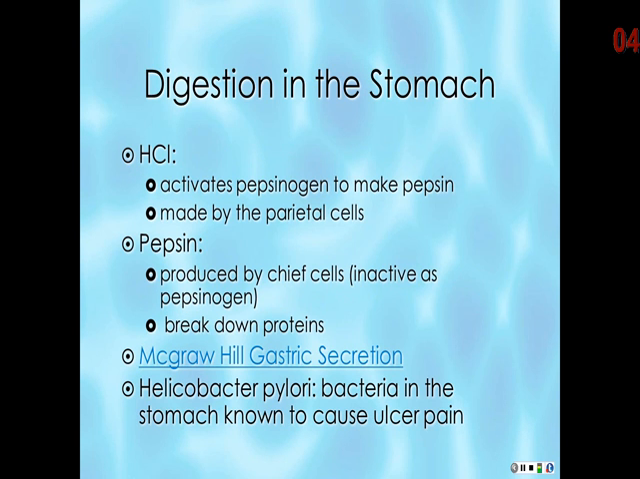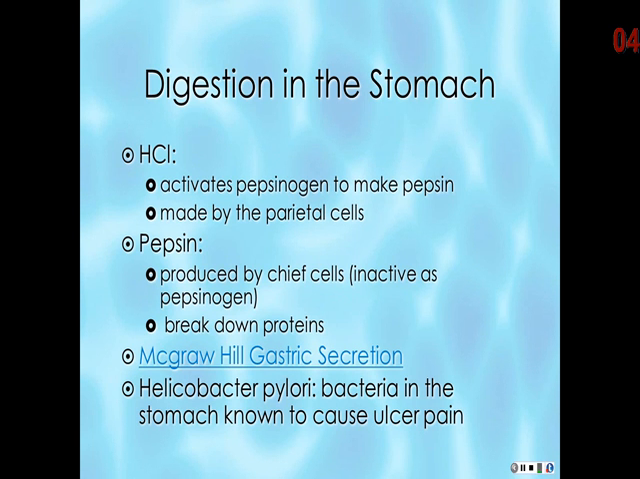Hydrochloric acid is secreted by parietal cells in the stomach. It is used to activate the pepsinogen to pepsin. Pepsin is produced in the inactive form as pepsinogen from the chief cells and is an enzyme to break down proteins. The only nutrient broken down in the stomach is protein. There are no enzymes for dealing with the carbohydrates or fats.